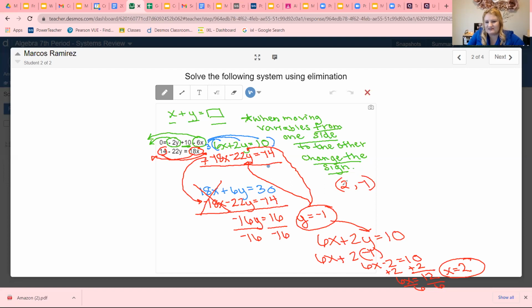And then I can check this by plugging 2, negative 1 back into the equation to see, does the left side equal the right side? And that will tell me if the answer I came up with is actually correct. So this is super helpful to check your answer, especially whenever you are confused on if an answer is supposed to be negative or positive.